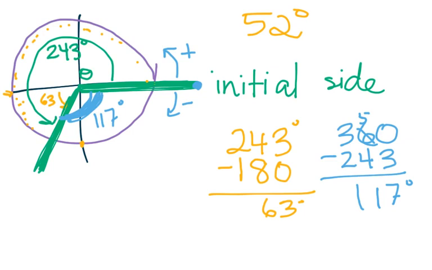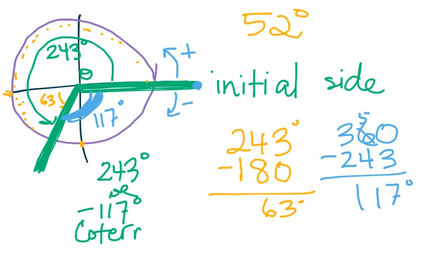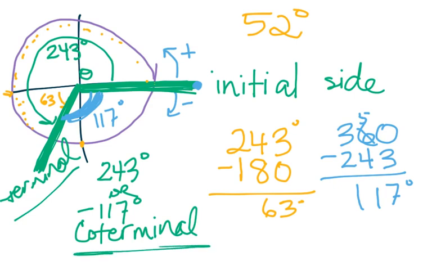And in fact, when you draw the same green angle there, and you can either list it as 243 positive or negative 117 degrees, then we call that co-terminal. Right, this is your initial side, but this is your terminal side. And so if they both have the same terminal side, we call it co-terminal.